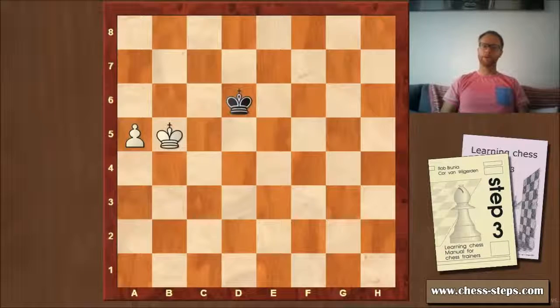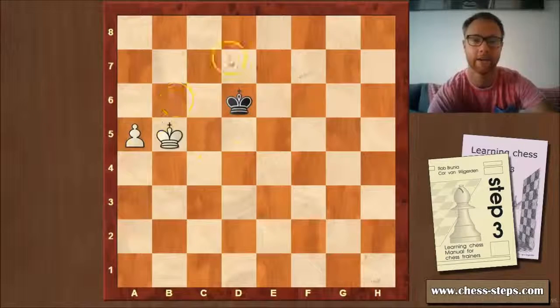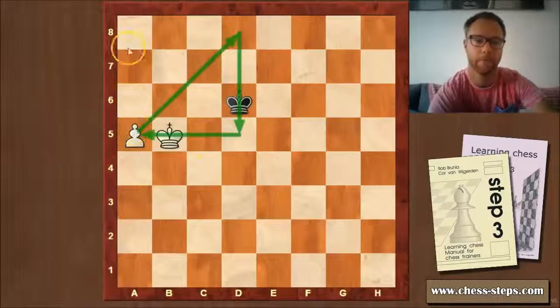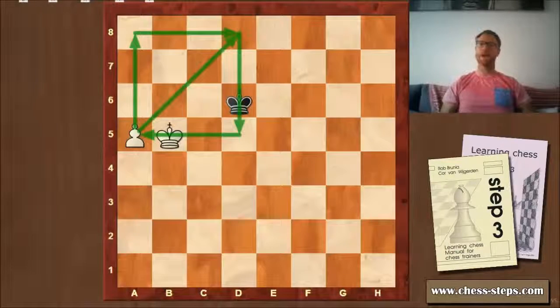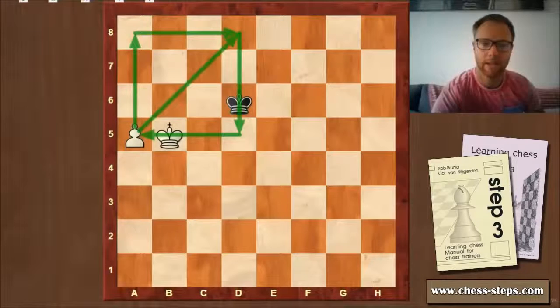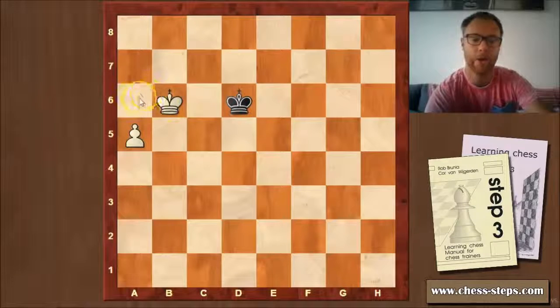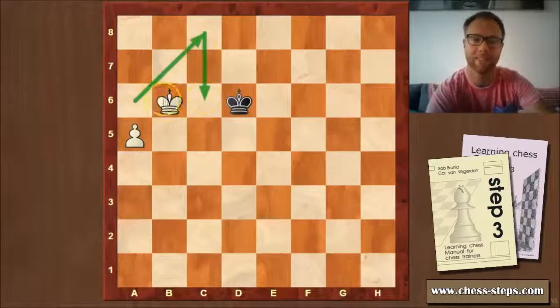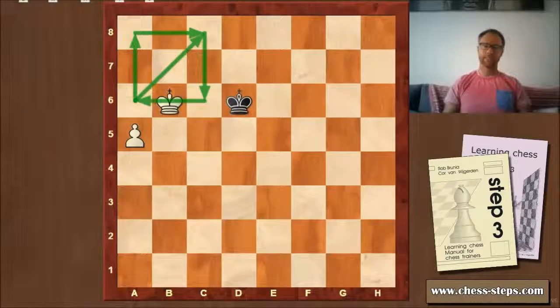Sometimes the opposing king is already inside the square of the pawn, as is the case here. But since the pawn is going to move, the square of the pawn is going to move as well. And we can use our own king to stop the opposing king from entering the future square of the pawn. In this case, we could move our king to b6. We know that if the pawn moves to a6, this is the square of the pawn, if the pawn is on a6.